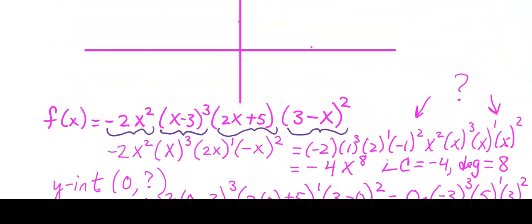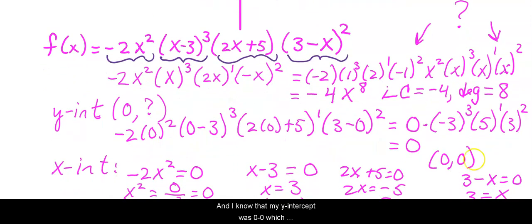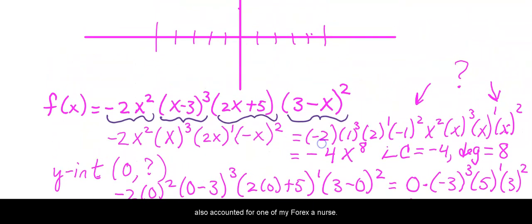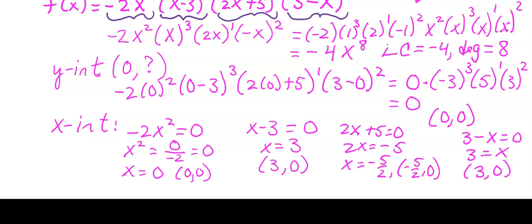Moving up, I need some tick marks, so I'm going to make some marks. 3, 4, 5, 2, 3, 4, 5. And I know that my y-intercept was (0, 0), which also accounted for one of my 4 x-intercepts. What else did I have? I had (3, 0), which showed up twice, and -5 halves, which showed up once.